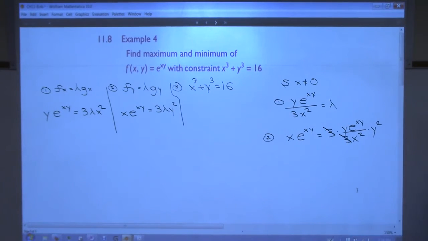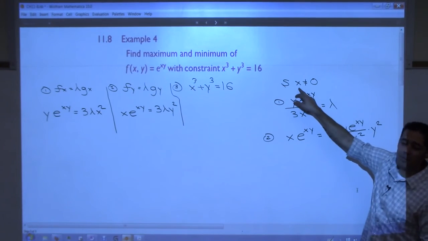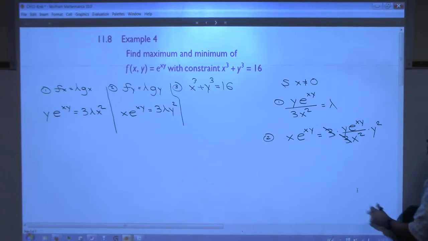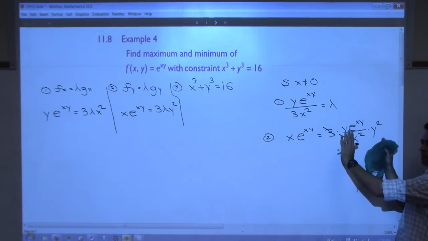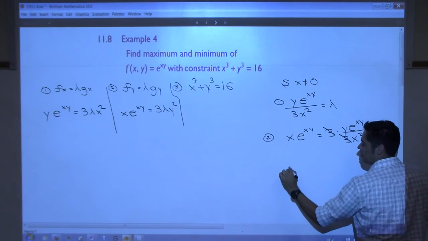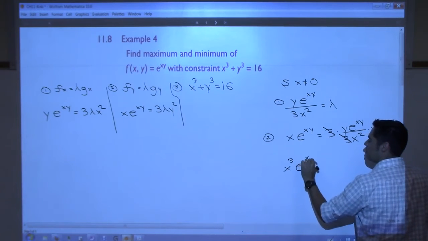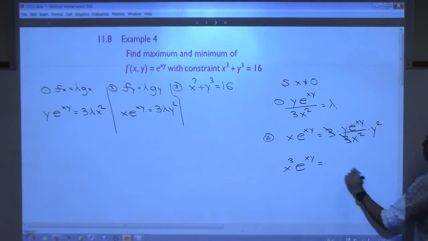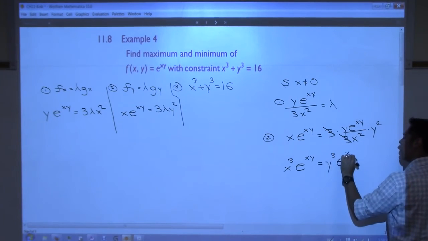All right, there we go. That I can do, right? Cancel those. What else could I do to make this a little bit nicer? Can I clear the fraction? Can I multiply both sides by x squared? Yes, because I'm saying x can't be 0, so that's a legal move. If x is 0, then I'd potentially be multiplying both sides by 0, and you never want to multiply an equation by 0 on both sides. But x isn't 0, so this becomes x cubed e to the xy equals y cubed e to the xy.